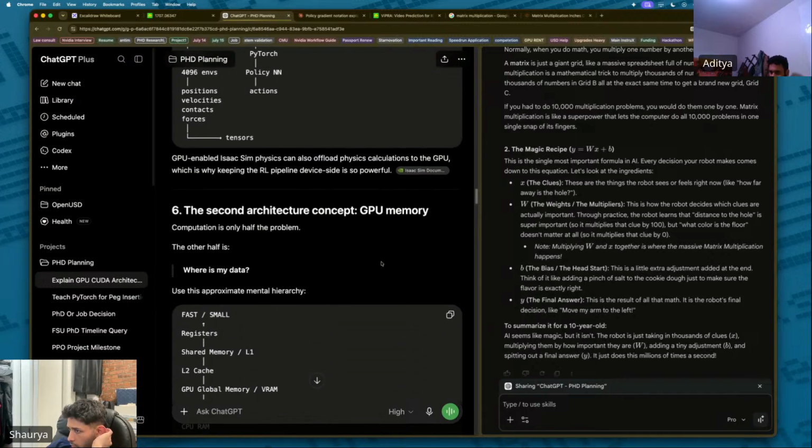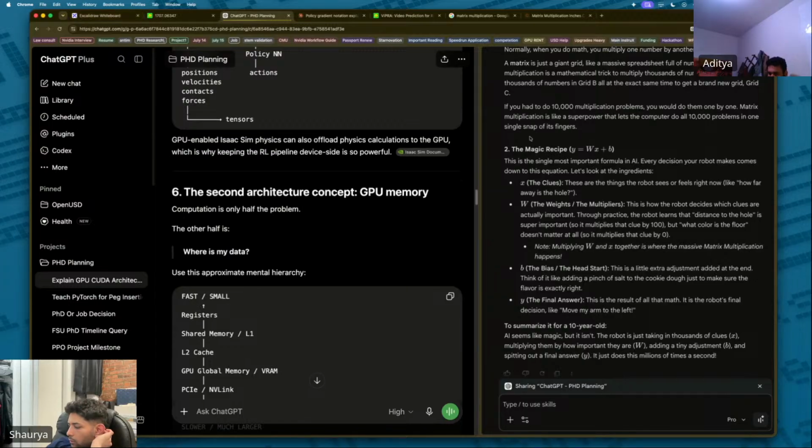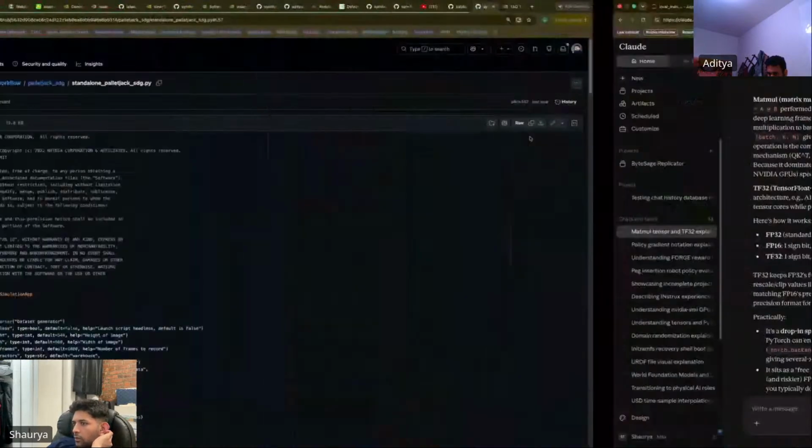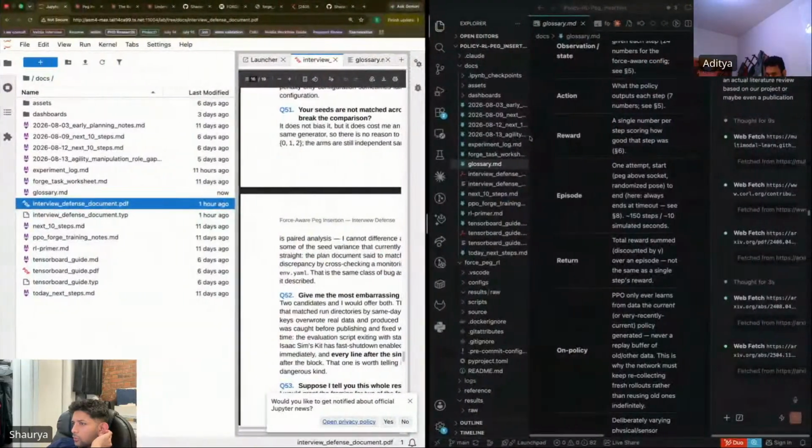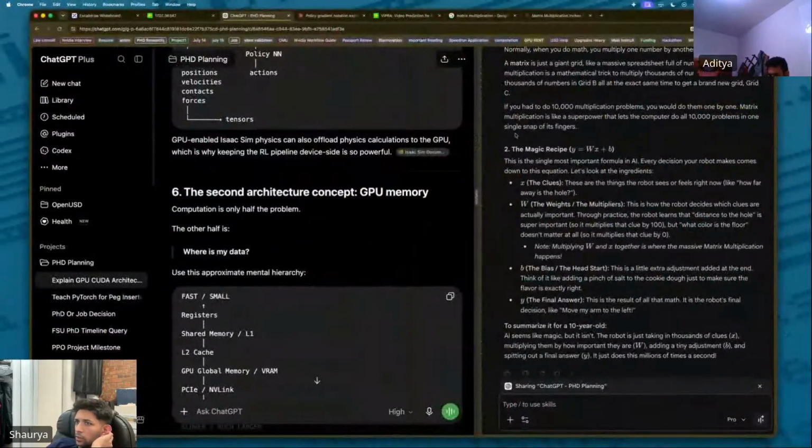The second architecture concept. Okay, I think we can end over here and continue from there tomorrow.